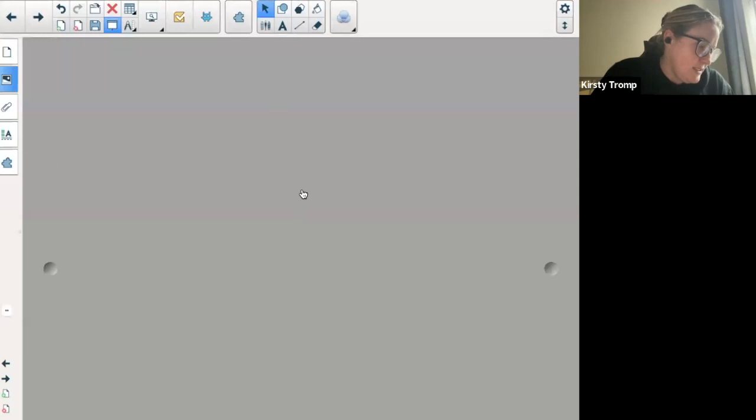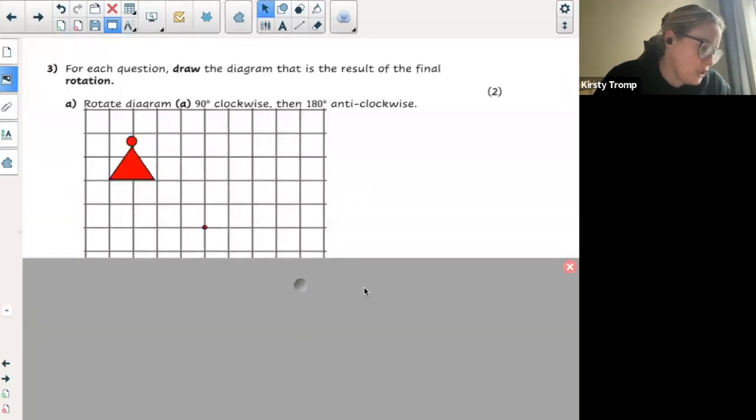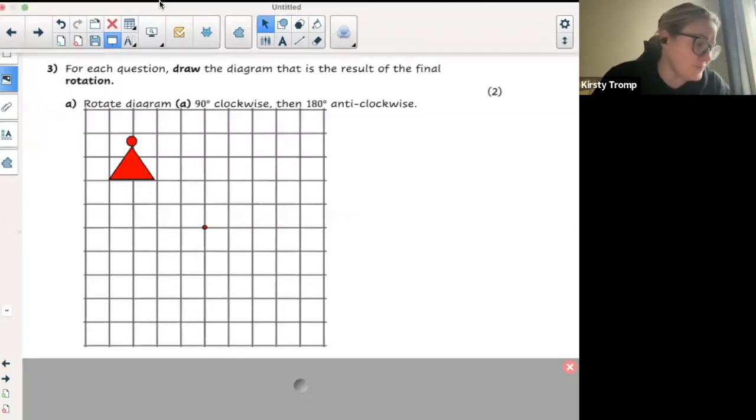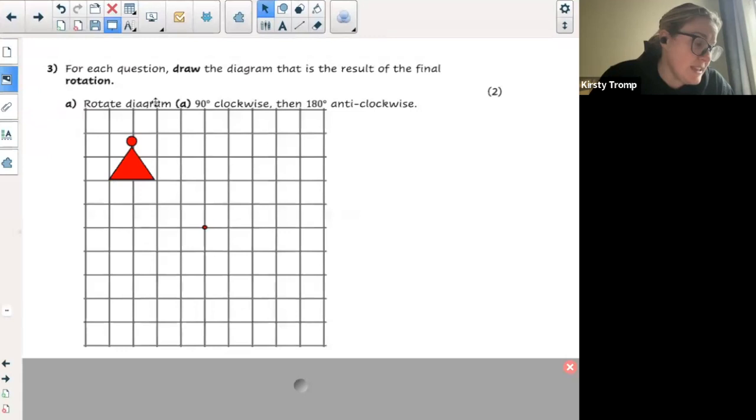All right, so it says, for each question, draw the diagram that is the result of the final rotation. A, rotate diagram A 90 degrees clockwise, and then 180 degrees clockwise. So we're going to focus on doing it 90 degrees clockwise. Are you ready, guys? Okay, so we're going to use this point over here.